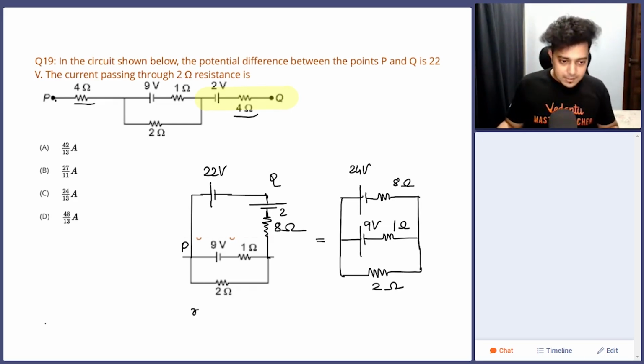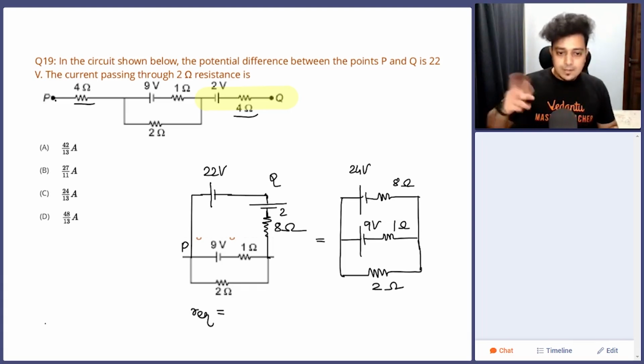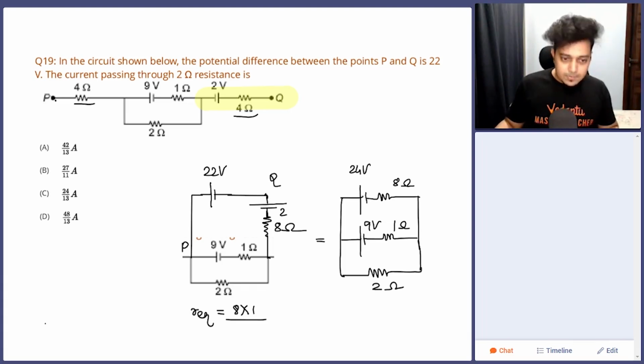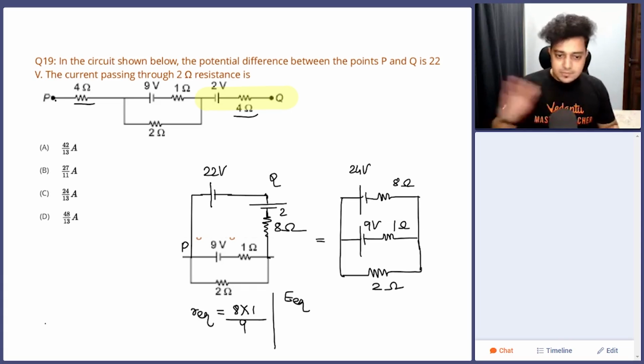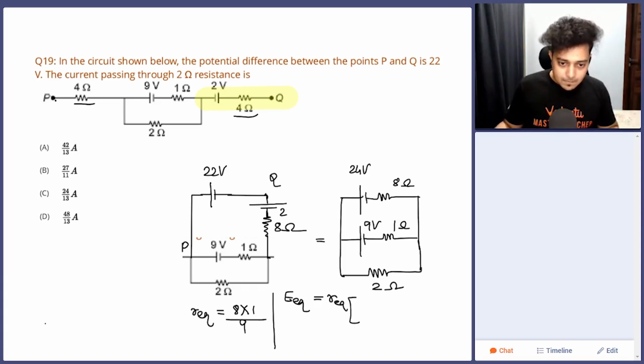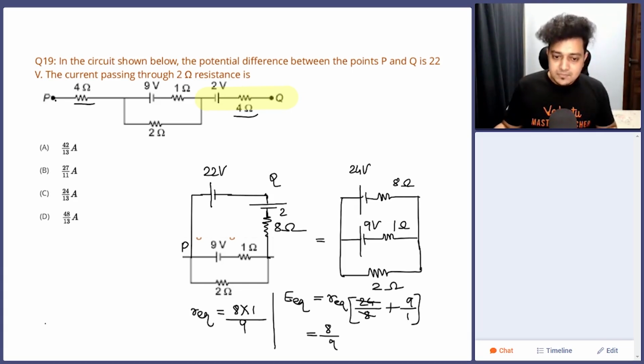So if I calculate R equivalent, that will be R1 into R2 upon R1 plus R2, that is 8 by 9. And to get E equivalent, we know E equivalent upon R equivalent is equal to E1 by R1 plus E2 by R2. So that means voltage divided by internal resistance plus voltage divided by internal resistance. So write R equivalent value, that is 8 by 9. Okay, this is perfect division.